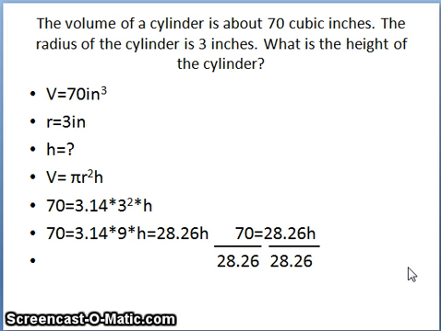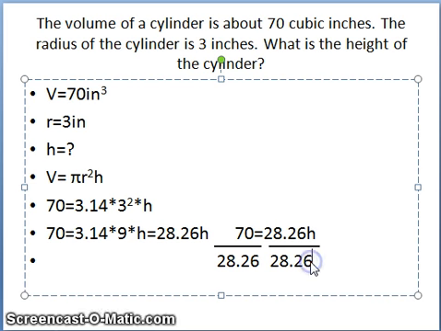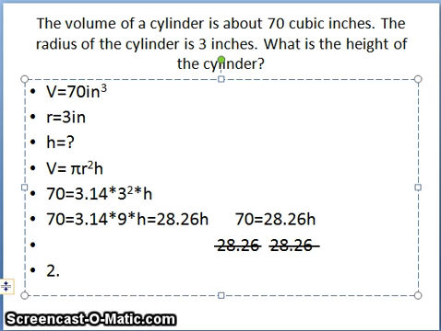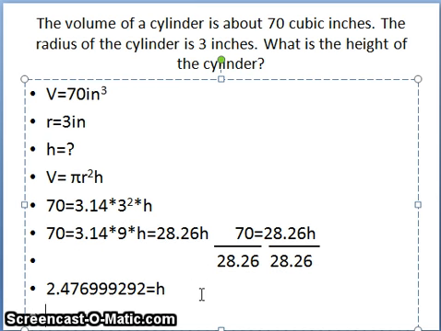So I'm going to divide both sides by 28.26 to get the h alone, to get everything on one side. So having done that, I'm going to go 70 in my calculator. 70 divided by 28.26. I get 2.476999. I'm going to write extra decimal places so that you guys get to see how I'm going to round this. Since the other problem we had asked me to round to the nearest 3 places, I'm going to go ahead and do that on this one too. So I get 2.4769999292 equals h.